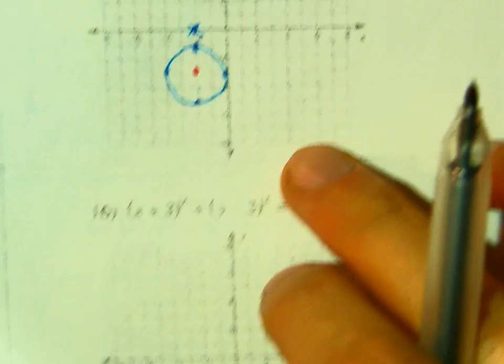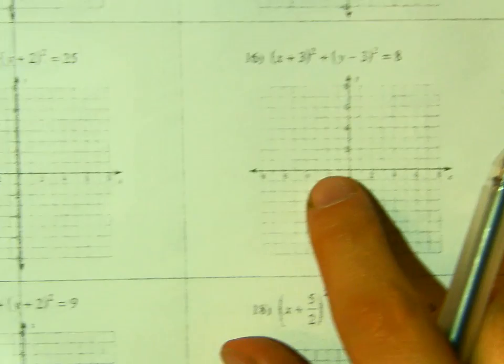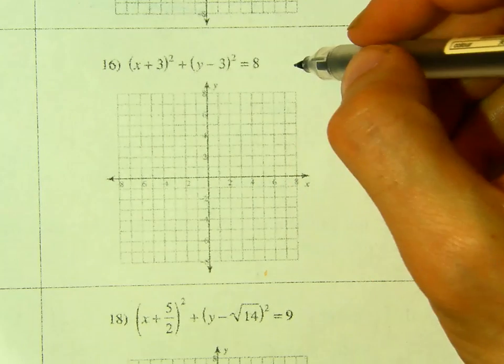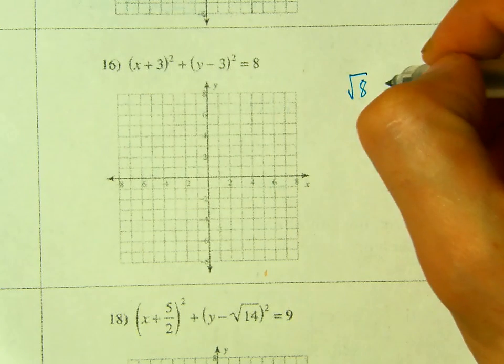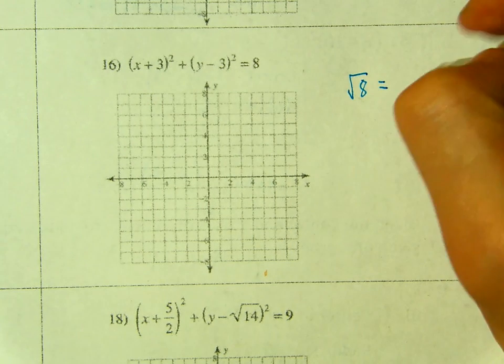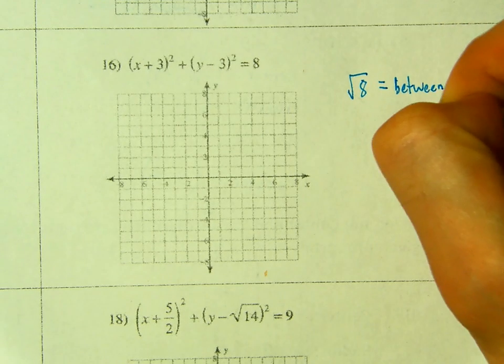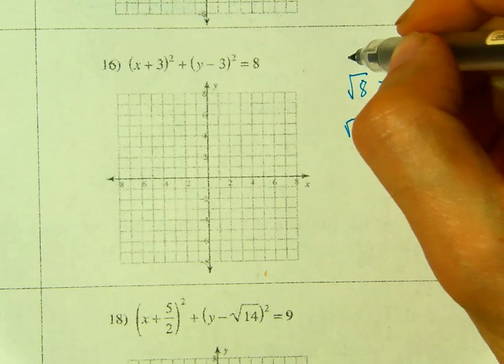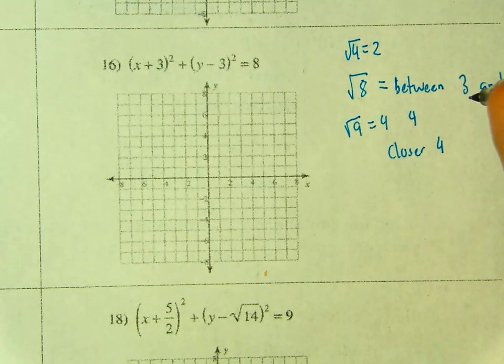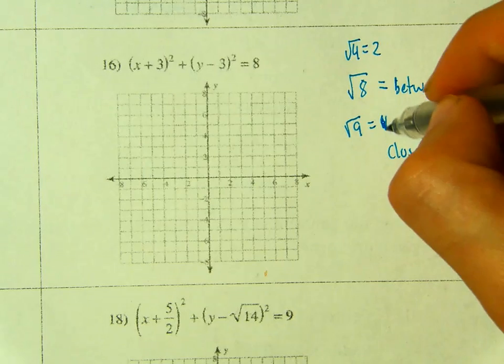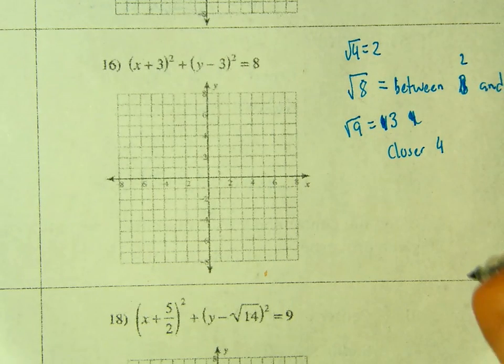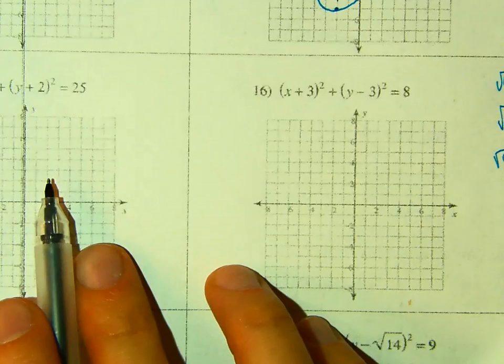Okie dokie. The rest is pretty self-explanatory. Like, this really isn't too bad. Here, what's your radius? 5. Here, what's your radius? Oh, okay. Well, this one, what do you think the square root of 8 is? This should be between what? Take your time and figure it out. But this is between 2 and 3, closer to 3. Sorry, I messed up earlier: the square root of 9 is 3, not 4, and the square root of 4 is 2. I am losing my mind. So this should be between 2 and 3, closer to 3.